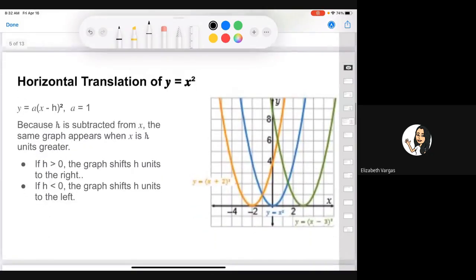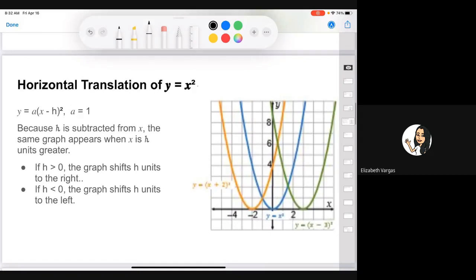Now we're going to look at horizontal translation. We know how to move up and down, but how do we move right and left? Well, we want to take our standard, which is x squared, and whatever we add or subtract to our x, which is h, is going to allow us to move right or left. This is because h is subtracted from x. The same graph appears when x is h units greater. So basically, we're just shifting right and left.